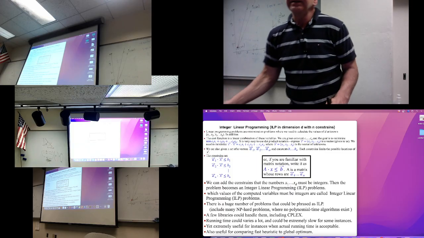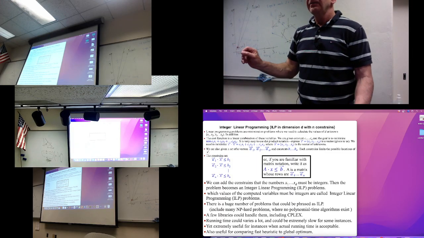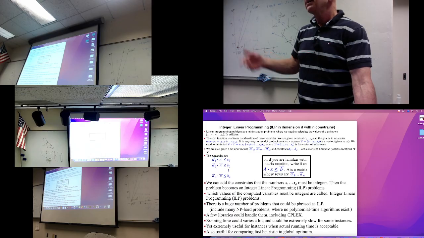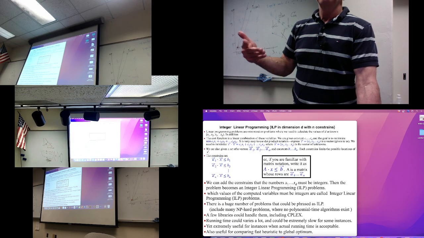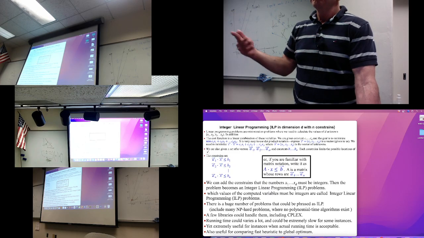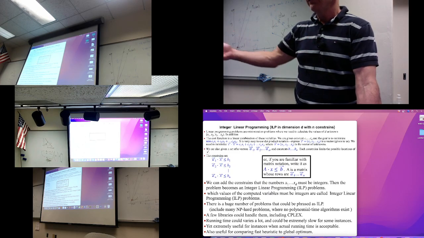There is no guarantee that one is a good approximation to the other, but in many cases it is, and you are happy when it is. And sometimes ILP can run quite slow, so you'll use LP as your first guesstimate.